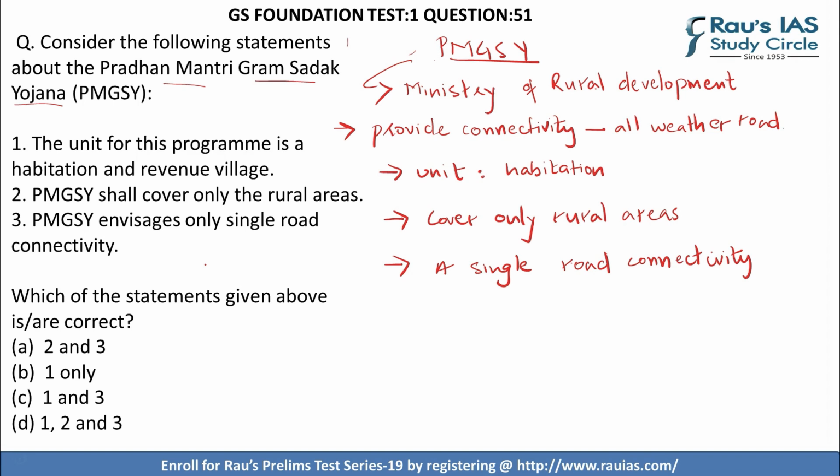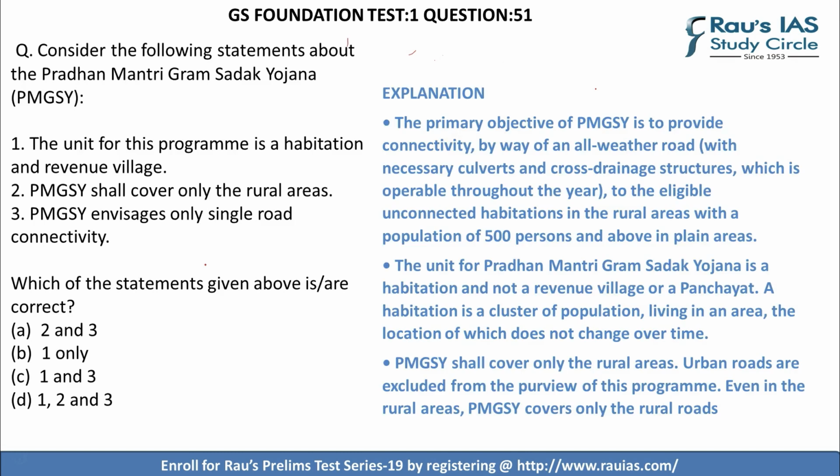Now coming to the question, the first statement, that the unit for this program is a habitation and a revenue village, is incorrect because as we have seen, the unit is only a habitation and not a revenue village. Secondly, PMGSY shall cover only the rural areas. This is correct. Third, PMGSY envisages only a single road connectivity. This too is correct. Therefore, the right answer to this question is A, 2 and 3. Please look at the explanation for further information on this scheme.